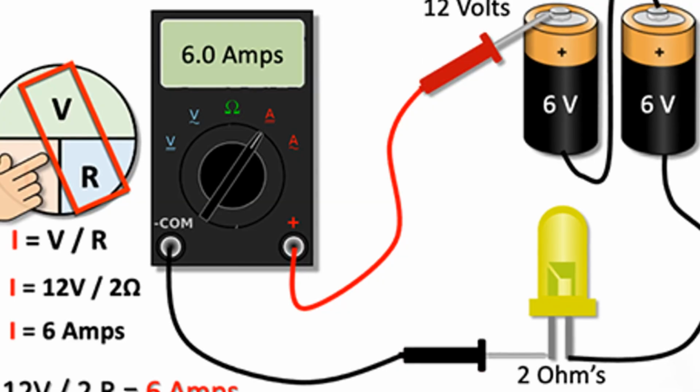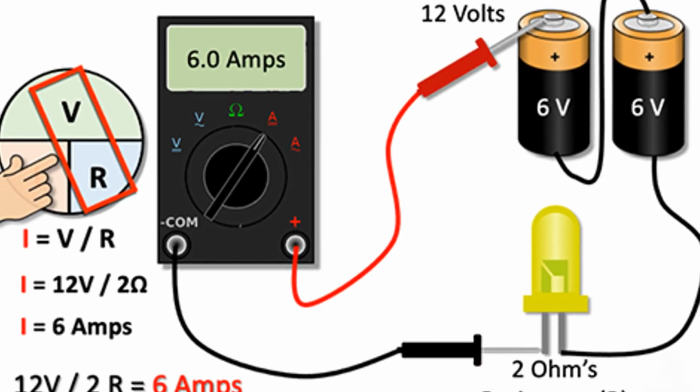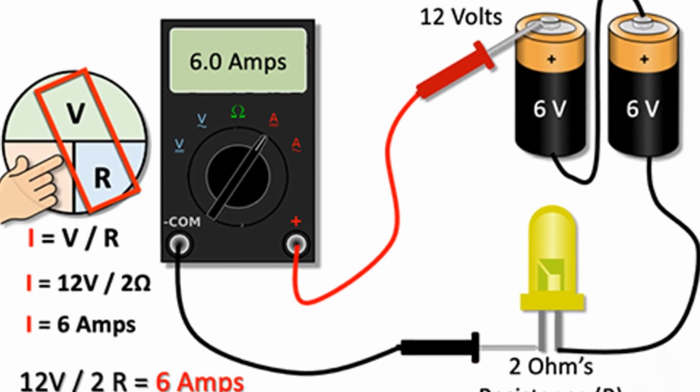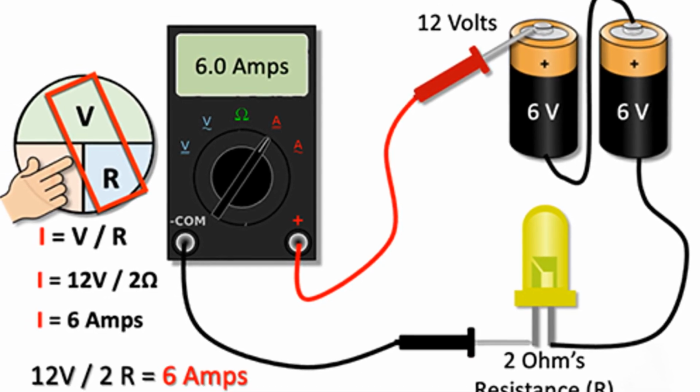In this video we are going to look at voltage, resistance, and Ohm's law, or basically how electricity flows through a conductor, the resistance it has to overcome, and the law that explains the entire process.